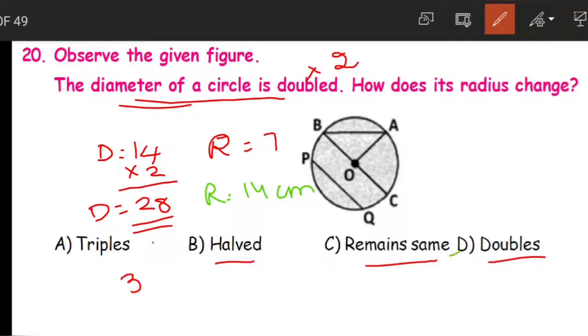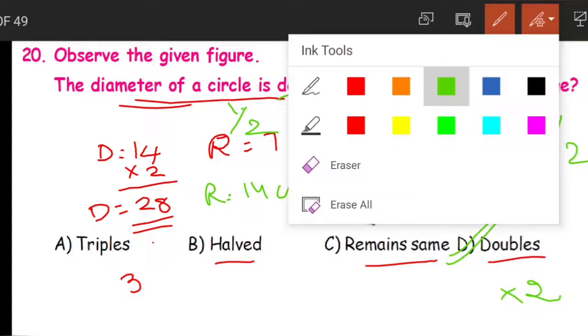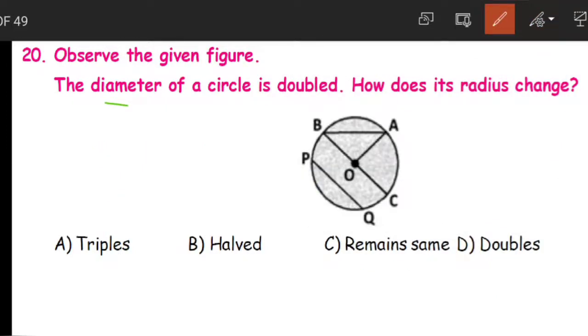Understood children? So like this, when you have such a question, what will be the correct answer? Option D, doubles. Doubles is nothing but multiplied by 2. So the radius and diameter, again if the diameter is tripled, that is multiplied by 3, then the radius will also be tripled. If the diameter is reduced by half, then the radius will also be reduced by half. So this is how we can prove that when a diameter of a circle is doubled, the radius also doubles.